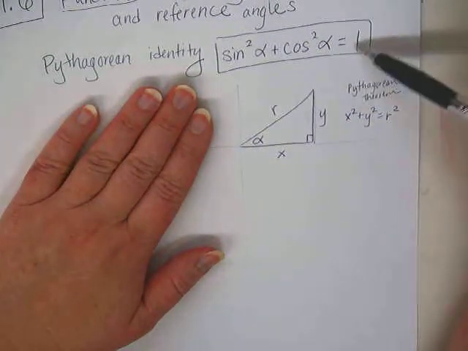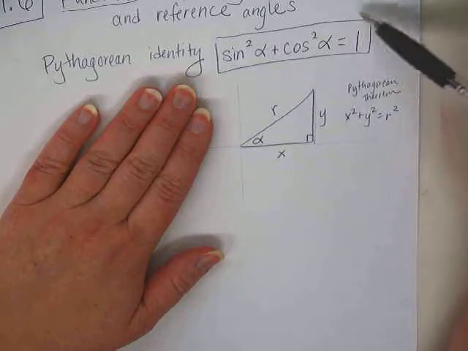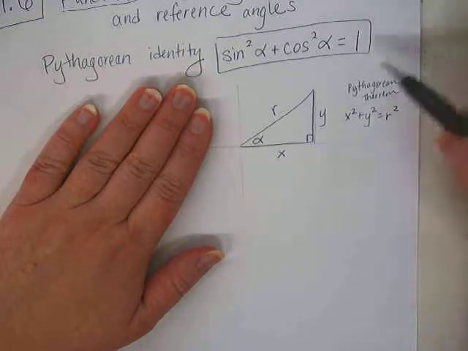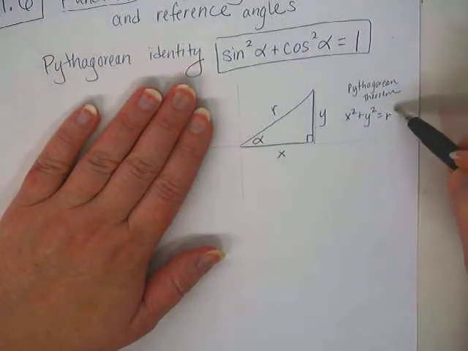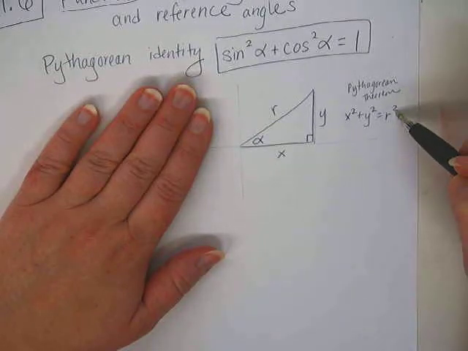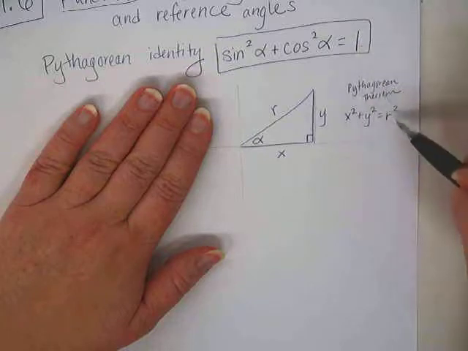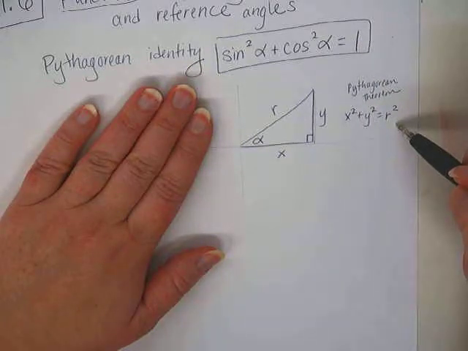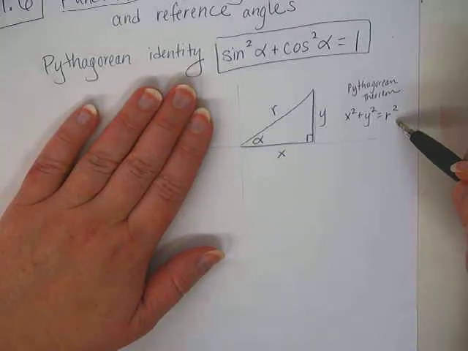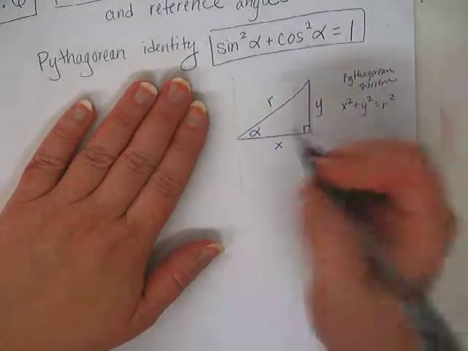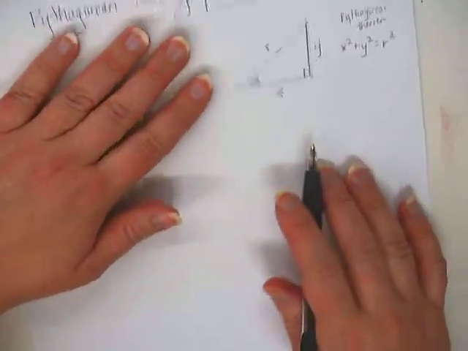Okay. But notice how we're trying to prove this identity here. What do you notice on the right side of the identity? It equals what? 1. So we really don't want r squared on that side. We want 1 on that side. So what can we do next to this so that we can get a 1 over there? Divide both sides by r squared, right?